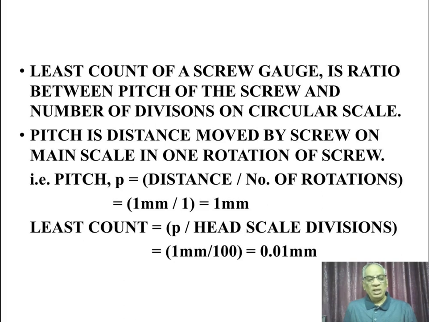The least count is given by the ratio of the pitch to the number of head scale divisions, that is 1 mm by, suppose, 100 divisions, we get 0.01 mm capability. If you increase the divisions on the circular scale, the least count can again be improved. So for any instrument, even an LVDT, it has its capability to measure depending on the calibration we are doing.